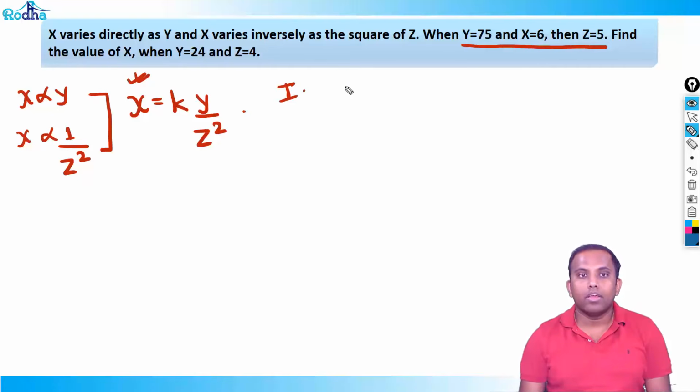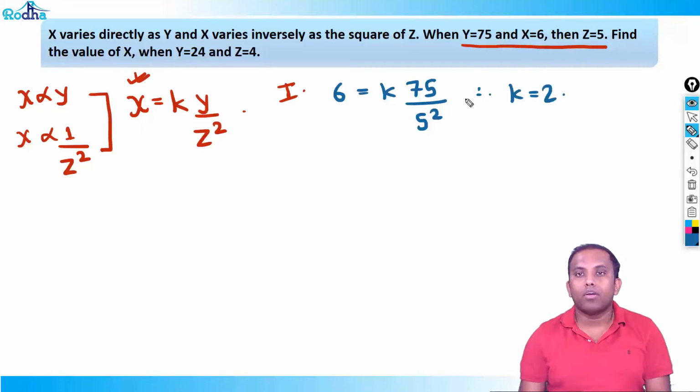First, x is given as 6, k I need to calculate, y is given as 75, and z is how much? 5. So 5 is squared. Therefore, k you will get as how much? k will be 2. So k is equal to 2.